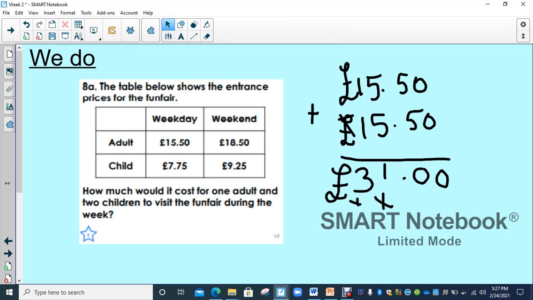Right, I'm sure you might have just done 15 add 15 plus 50 pence plus 50 pence. There are different ways, so we could partition it or we could add it together.